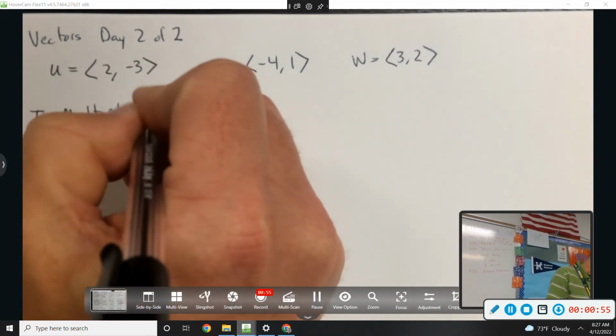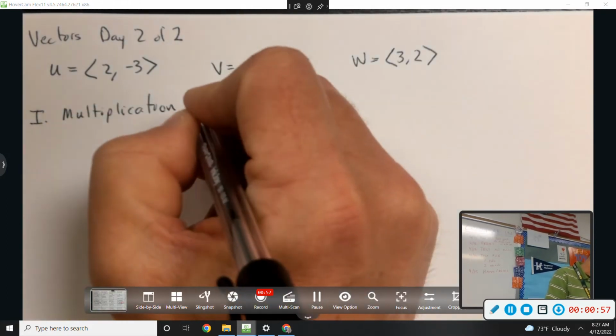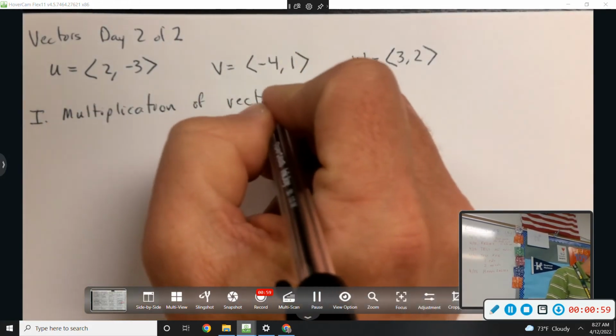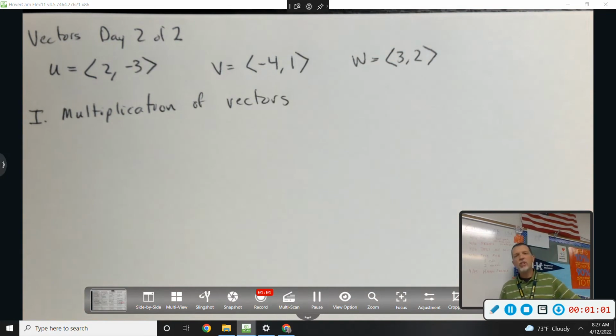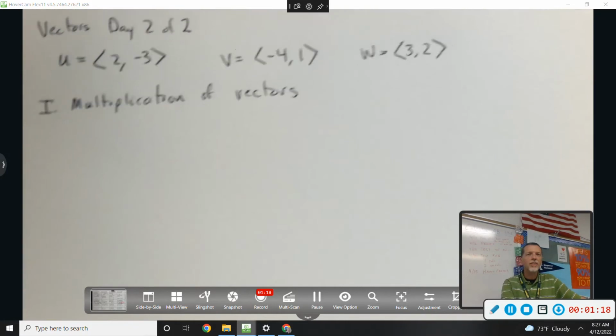Let's first talk about multiplication of vectors. Because usually we think multiplying, that's easy, right? 3 times 5 is 15. I know how to multiply. But with vectors, kind of like with matrices, there's more than one way to multiply. It's maybe as weird as that sounds.